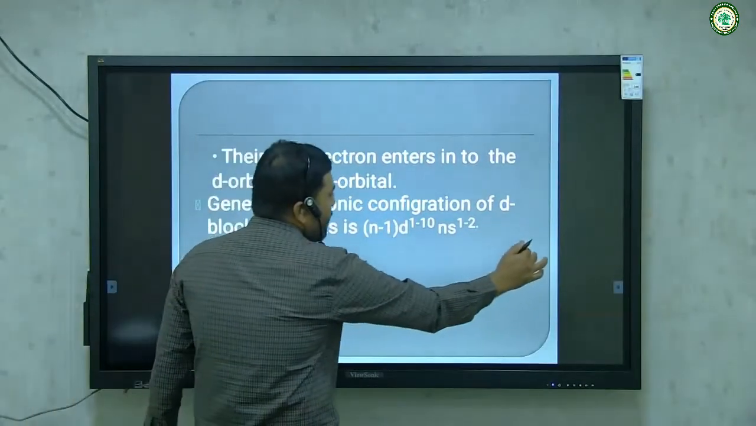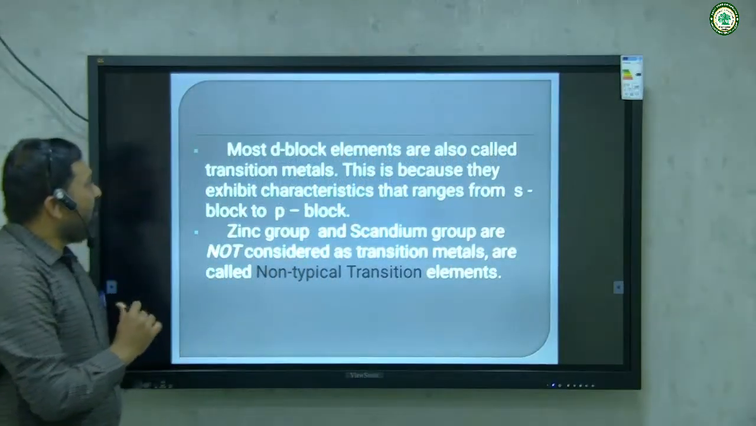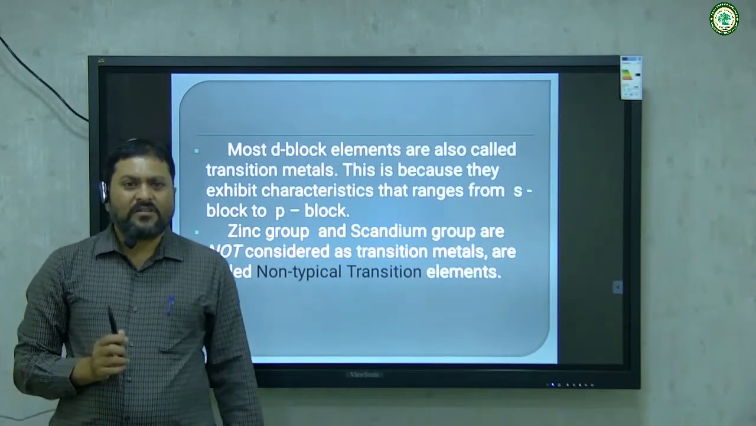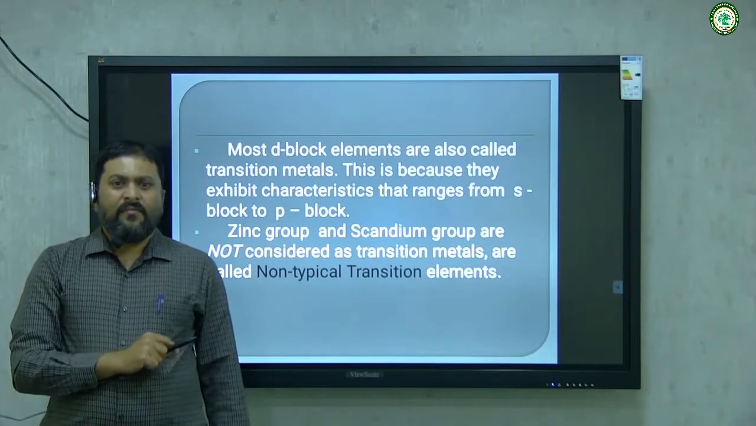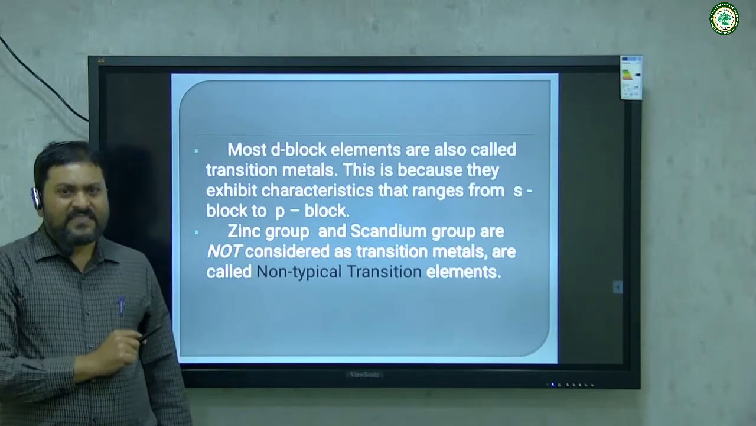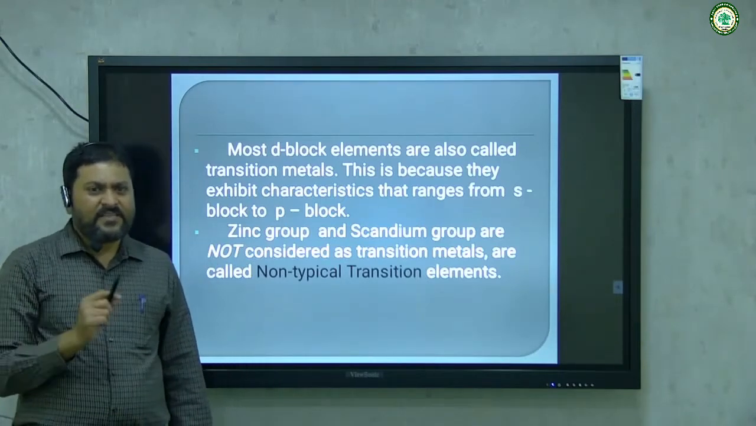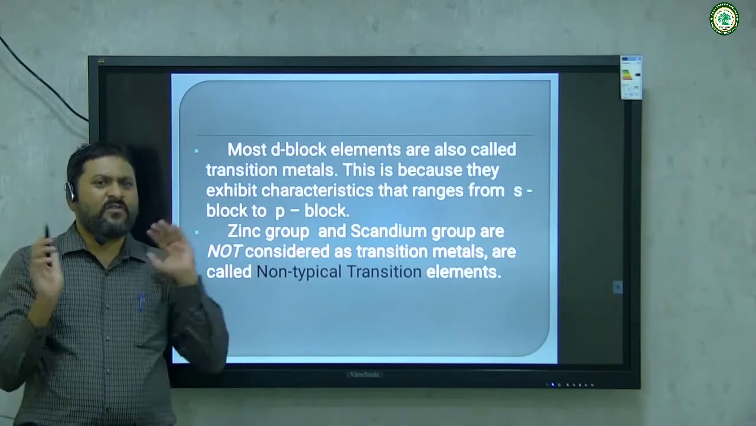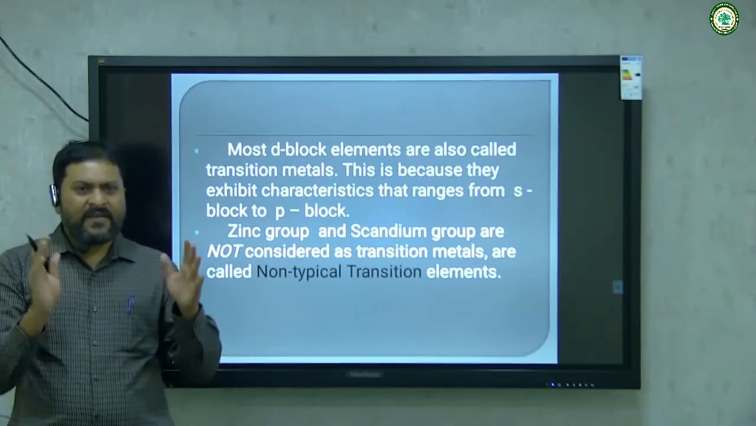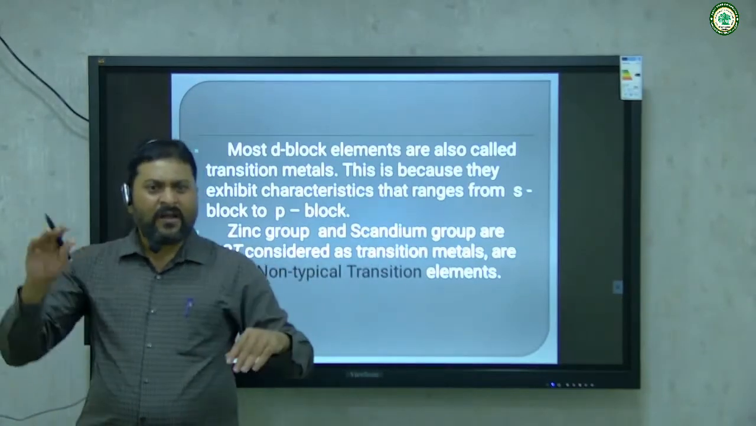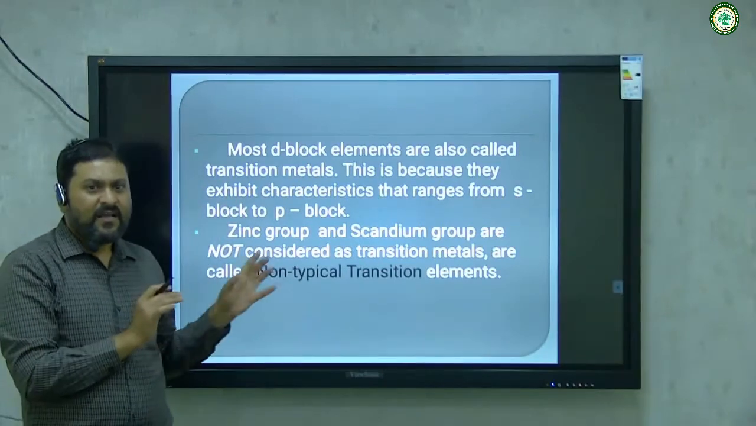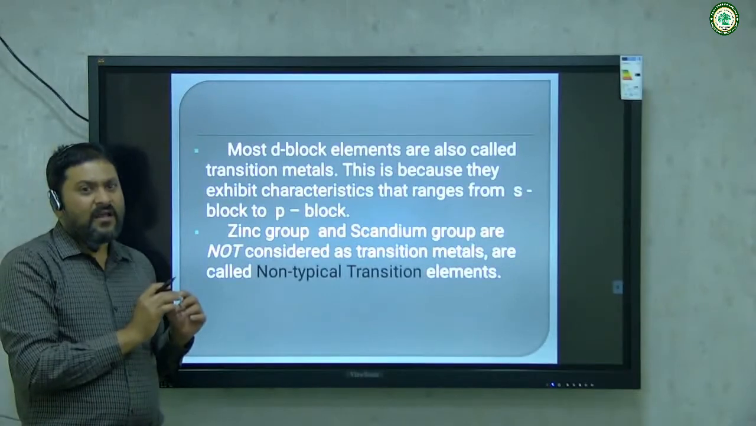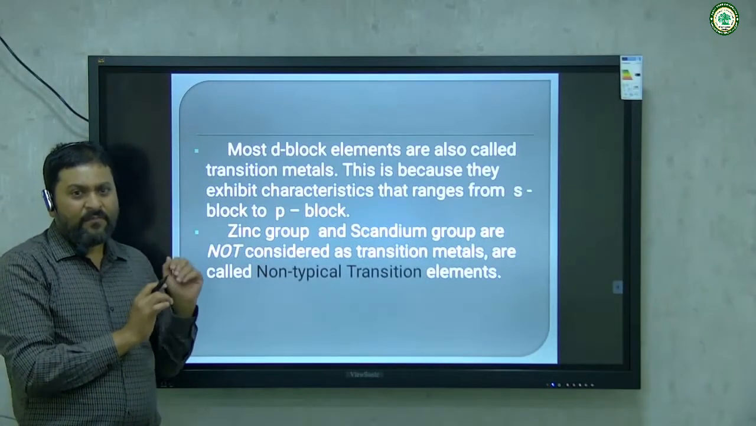let us see next. Here most of the D block elements are also called transition metals. This is because they exhibit characteristic properties that range from the S block to the P block. Just before, I explained that the actual position of the D block elements is in between the S block and the P block, and because of that reason the properties of the D block elements are like in between the S block and P block.